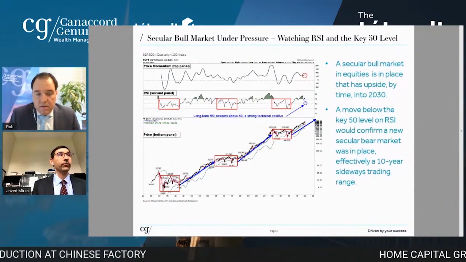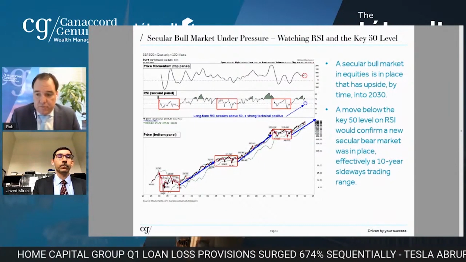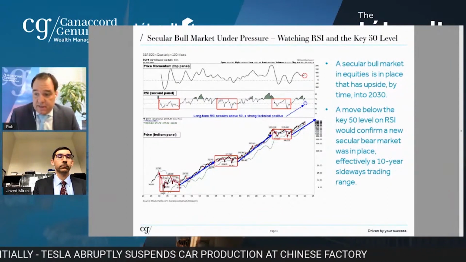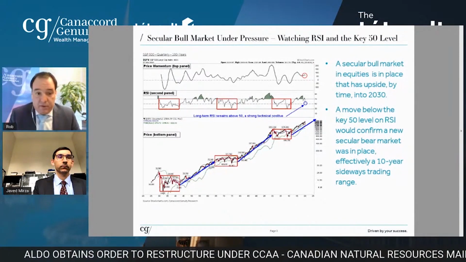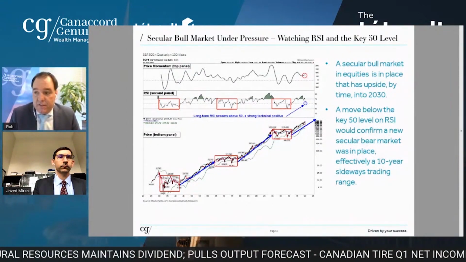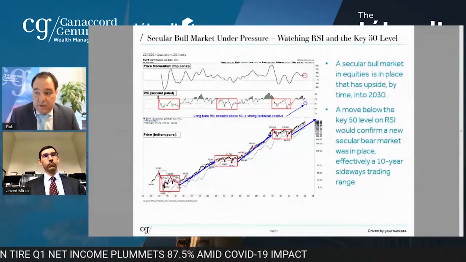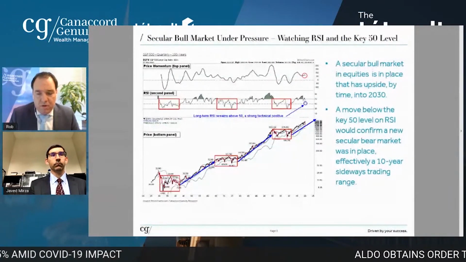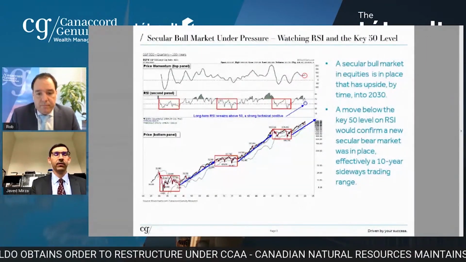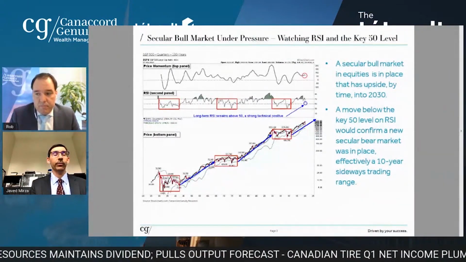We think if we're correct, we have another 10 years of this upside. The chart that we're seeing here, guys, is a 100-year chart, from 1920 all the way to 2020, with three secular bear markets that Javed has identified: the 30s, the 70s, and the early 2000s. The key indicator that Javed mentioned is the number 50 on the RSI. As long as your RSI remains above 50, you continue to have a strong technical positive. We're approaching 50, but we've held above it. So as long as we remain above it, we're constructive, and we view that we remain in this secular bull market.